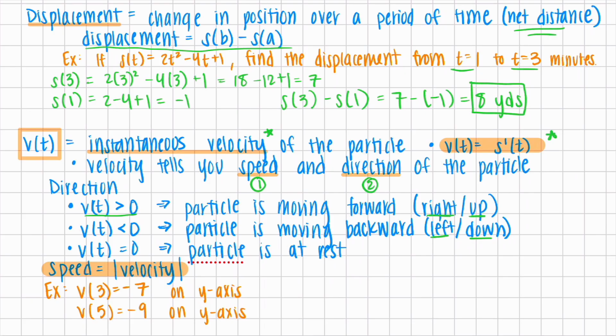Speed is the absolute value of velocity. Your speed is always going to be positive. So take the absolute value of your velocity, and that will be your speed. So a couple of examples.